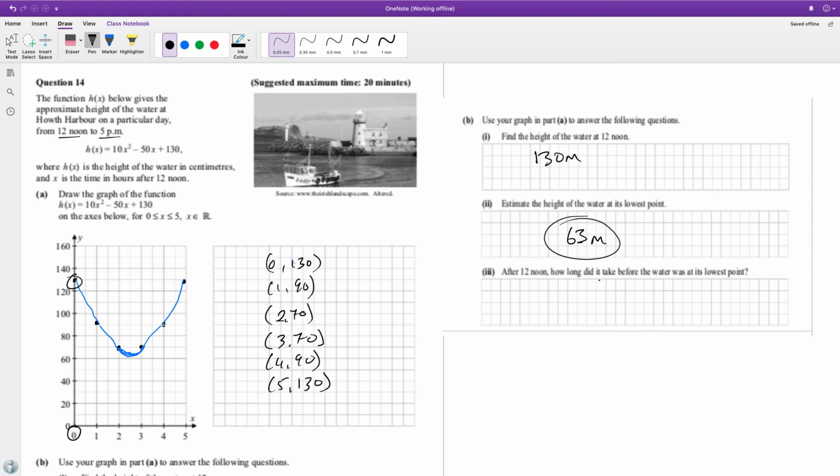At 12 noon, how long did it take before the water was at its lowest point? Dearman, what do you reckon? Brilliant. On the nose, 2.5 hours. It started at 0, and the lowest point is about there. 2.5 hours there. So one more little bit before we go, guys.